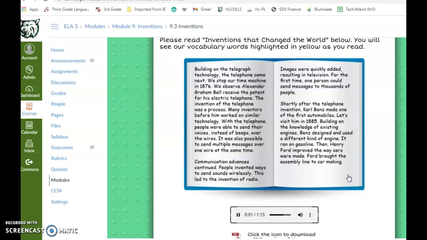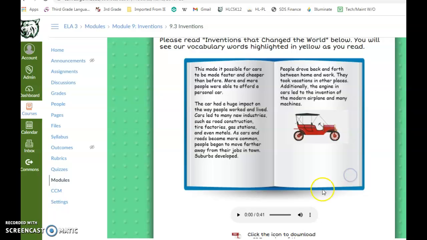Shortly after the telephone invention, Carl Benz made one of the first automobiles. Let's visit him in 1885. Building on the knowledge of existing engines, Benz designed and used a different kind of engine. It ran on gasoline. Then Henry Ford improved the way cars were made. Ford brought the assembly line to car making. This made it possible for cars to be made faster and cheaper than before. More and more people were able to afford a personal car.